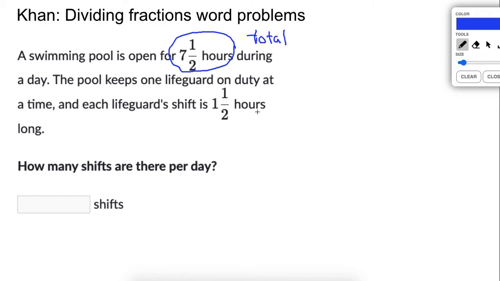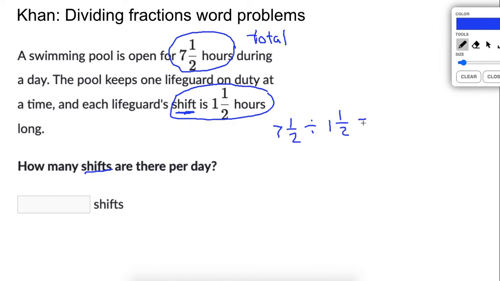And here is what we're dividing it by, because this is what each shift is. One of the key things here, we're looking for shifts down here. Often that's what you're going to be dividing by. So we end up with the total of 7.5 hours divided by 1/2, because we want to know how many 1/2 hour shifts there are in 7.5 hours.